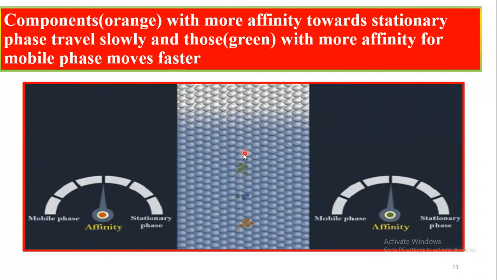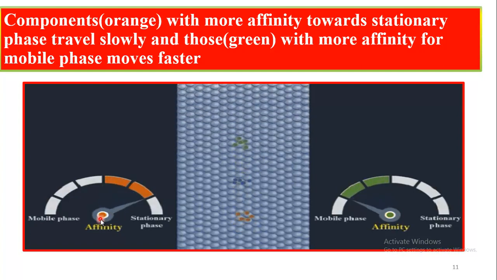Here I have also taken a video with orange and green components. As you see, this is the stationary phase and this is our mixture sample. Orange has more affinity towards the stationary phase, so it will move slowly, and green has less affinity with the stationary phase and more with the mobile phase, so it will move faster. So it will come first, and this brown color will remain at the lower part.